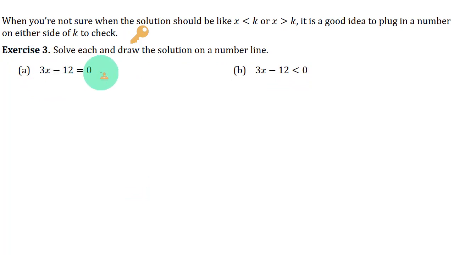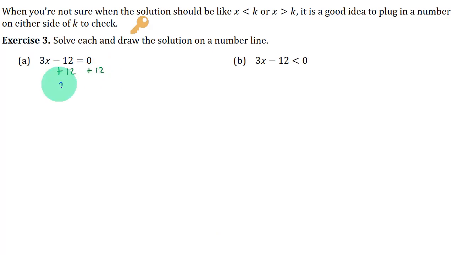Let's just solve this equation. This isn't a trick question or anything. We're just solving an equation the regular way. We just want to find out what x makes this true. So I'm going to add 12 to both sides to get an equivalent equation. 3x equals 12. Divide both sides by 3. You'll get x equals 4.